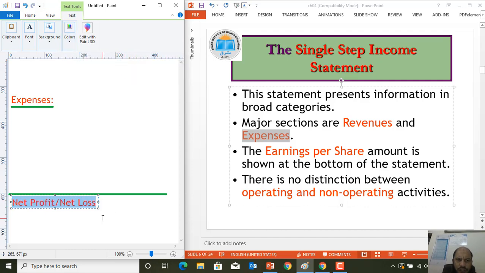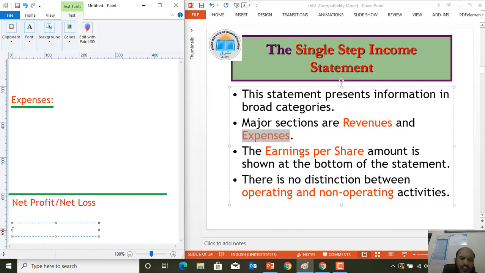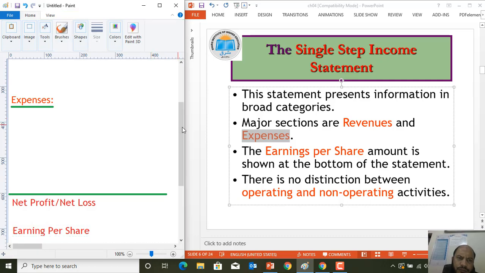Very good. And then, for example, we will find the earning per share. Earning per share is at the end, where we will divide the net profit by the outstanding shares of the company.